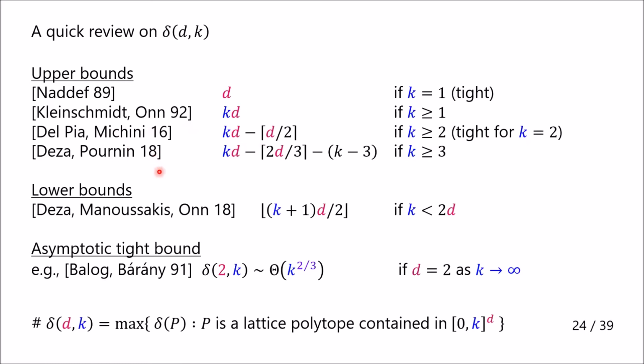Okay. And on the other hand, when k is relatively small, when k is less than 2 times d, delta dk is known to be at least about half of this Kleinschmidt and Onn's bound, k plus 1 times d over 2. And also, as I mentioned before, an asymptotically tight bound is known in dimension 2, only in dimension 2.